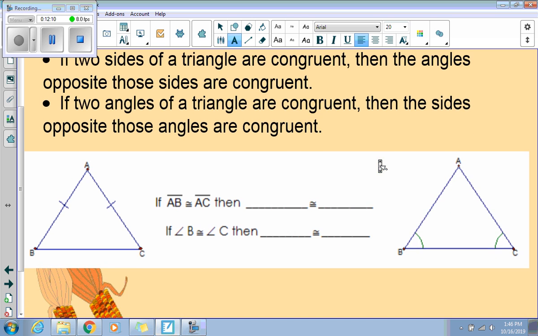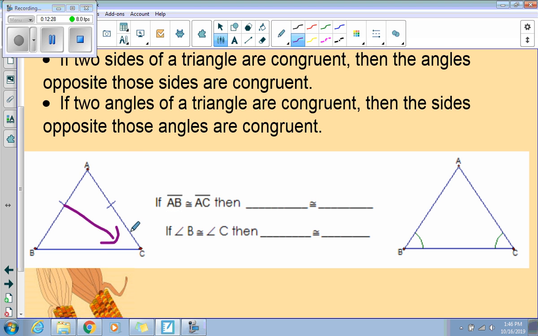Isosceles triangles have two sides that are congruent. And we just talked about the relationship between angles and sides. So if the sides are congruent, it also means that their angles are going to be congruent. That means the angles that are directly across from them are going to be congruent to one another. So angle C here is going to be congruent to angle B.